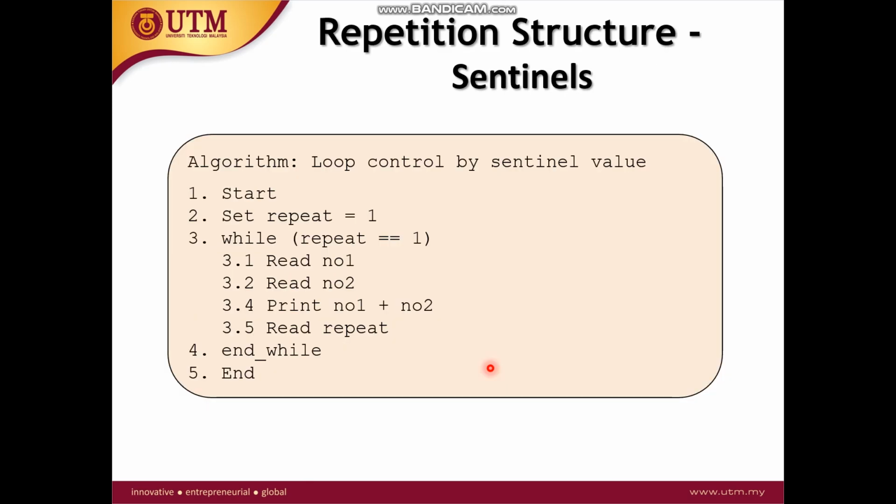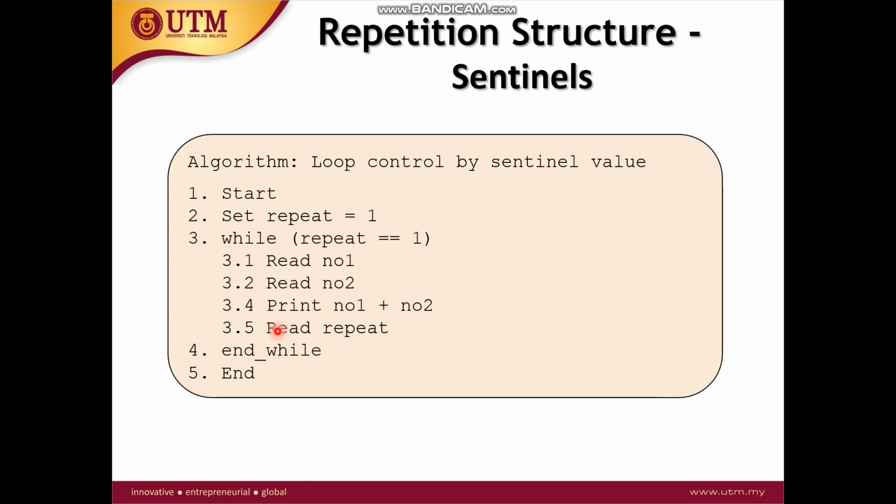For example, here we have this algorithm, a loop controlled by a sentinel value. Look, we are starting the algorithm and setting repeat to 1. We are giving value 1 to this variable, which is repeat. While repeat equals 1, we are reading number 1, reading number 2, printing the summation of them, adding them together, then reading repeat again. This is what's called the sentinel.